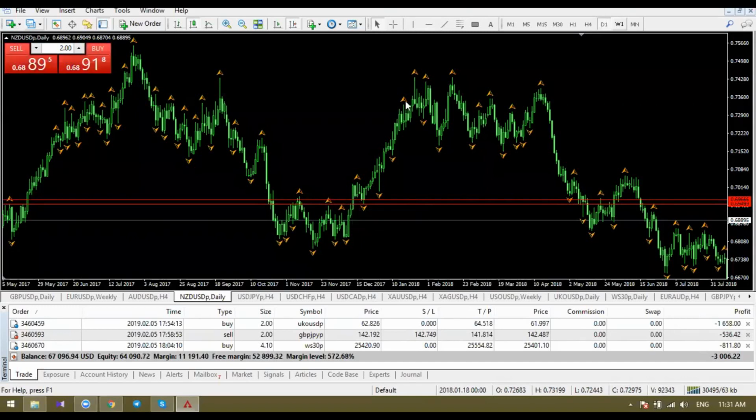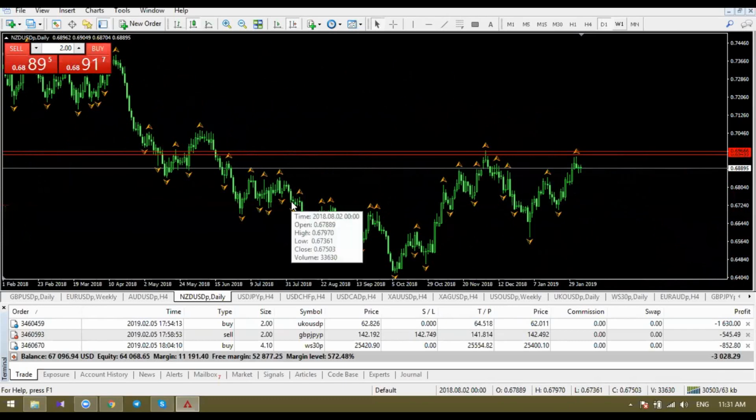If my price passes here, it's all finished. It's because my bases are higher than each other. So it's a confirmation.